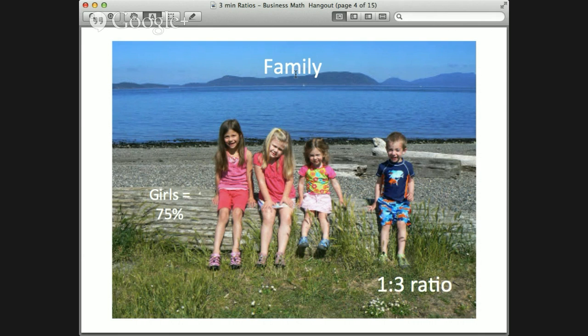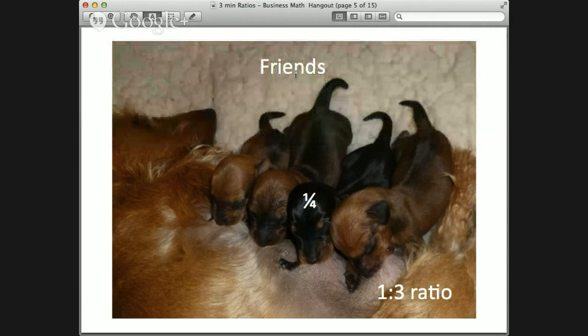Let's look now at a family of puppies. In this family of puppies, there is 1 black one and 3 brown. So a quarter of the group was born black, and the other 3 quarters were born brown. The black one happens to be a boy as well, and the other 3 are girls. So there are different ways of showing the ratio. We've got 1:3, we can use quarters, or we can use percentages, and we can use all different kinds of ways of showing the different ratios.